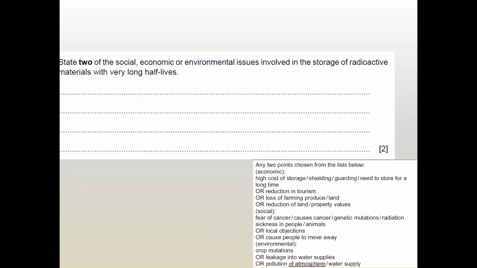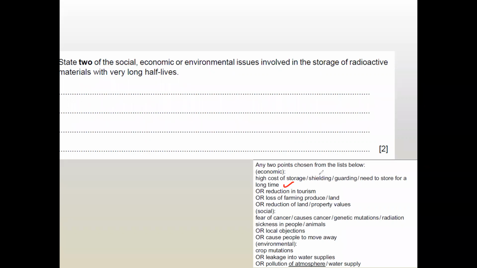State social, economic, and environmental issues involved in the storage of a radioactive material with a very long half-life. If a radioactive material has a very long half-life, it remains radioactive for a very long time. So what is the social issue? What is it in terms of cost? And what might be the environmental issue? In terms of economics, it will be a high cost because we need a material which can store it for a very long time, so it increases the cost.